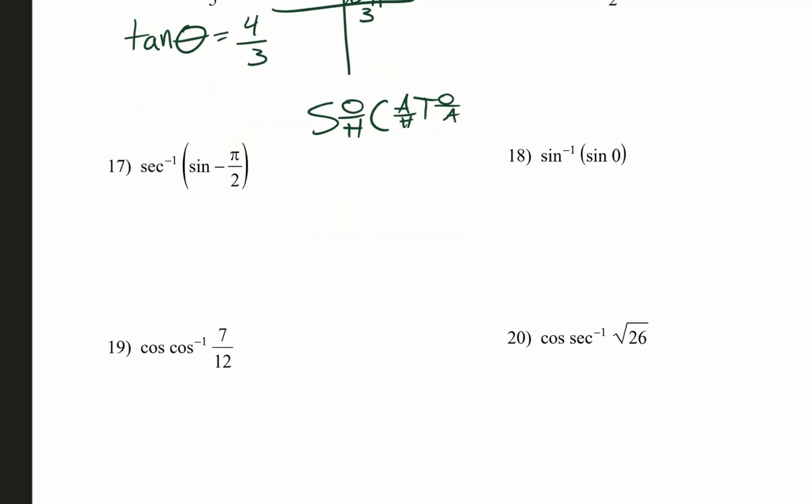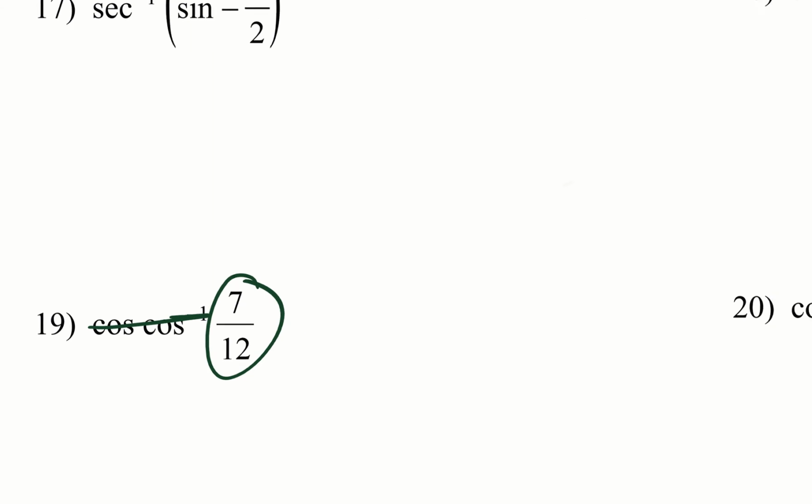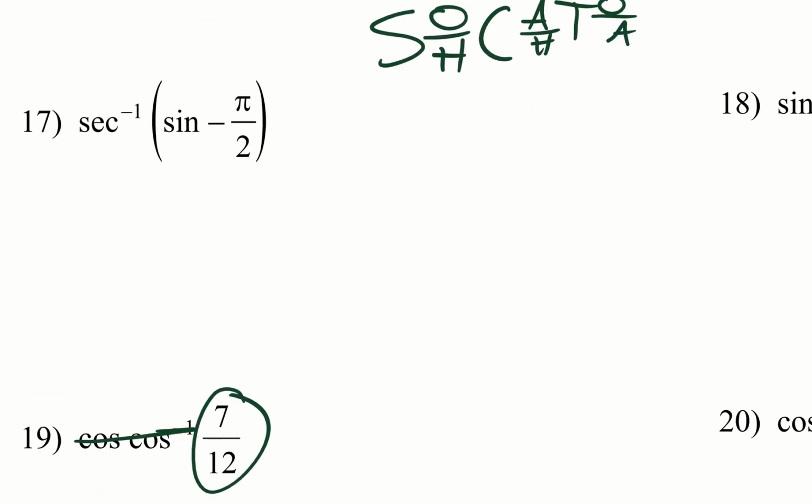Okay, if we have something where we have cosine of cosine inverse of 7/12, this one is just going to be 7/12. If the trig function is on the outside, they will just always cancel each other out like that. No matter what order you have these in, you work inside out. So if we had something like secant inverse of sine of negative pi over 2, well, we've got secant inverse of negative 1. So where is secant equal to negative 1? That is going to be at pi.